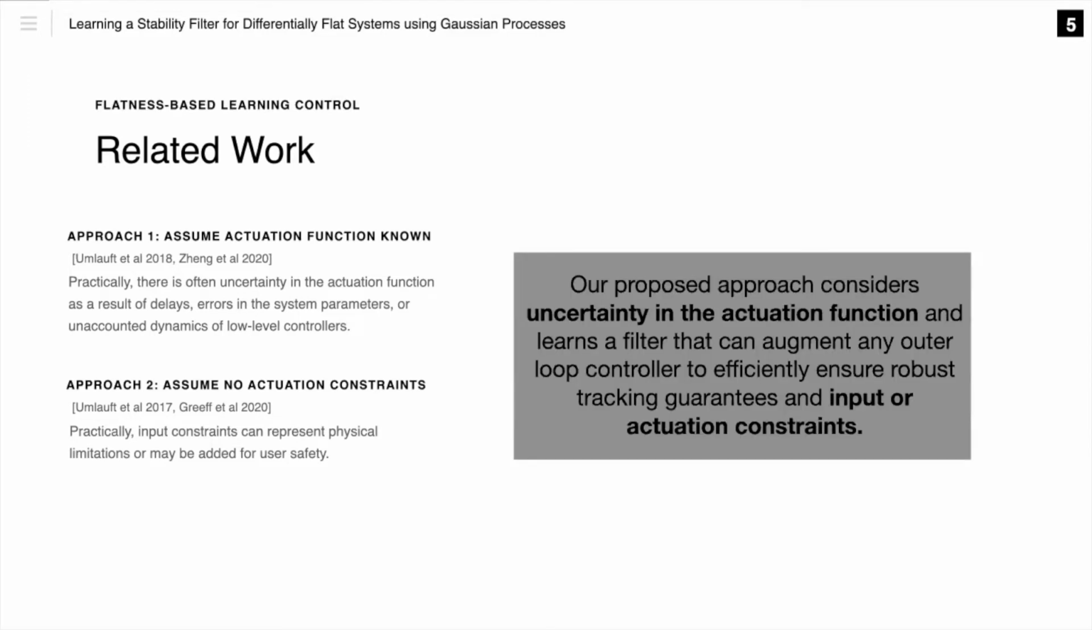Our proposed approach considers uncertainty in the actuation function and learns a filter that can augment any outer loop controller to efficiently ensure robust tracking guarantees and input or actuation constraints. Our method requires three key components for our filter. Firstly, probabilistic feedback linearization, where we try to find the most likely input to feedback linearize the system or cancel this nonlinear term.